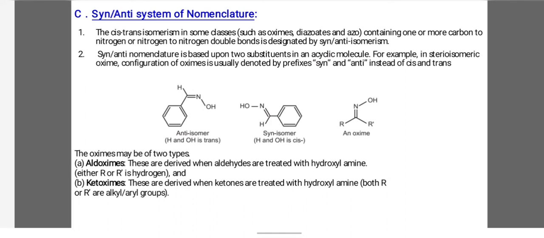And second, you can see that when the H and OH groups are attached on the same side, then it's called a cis isomer. Or when the H and OH groups are attached on different sides or opposite sides, then it's called an anti isomer.